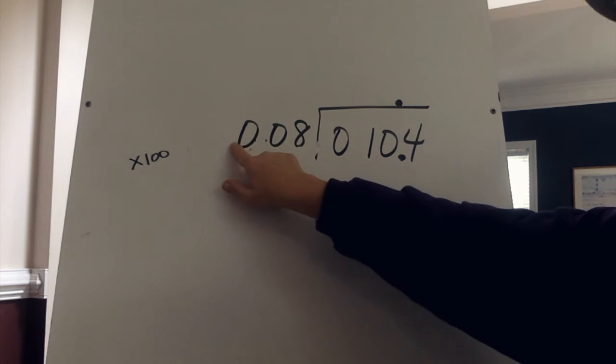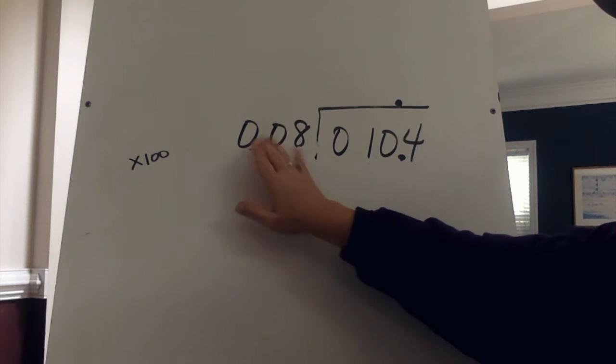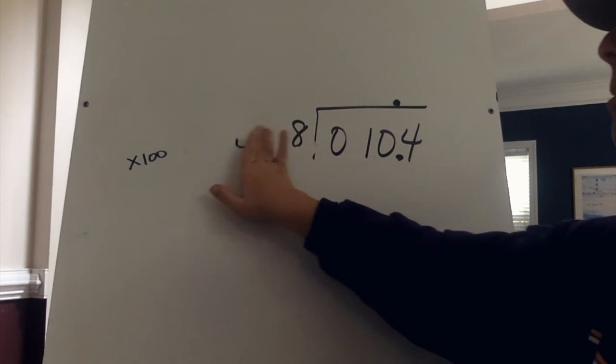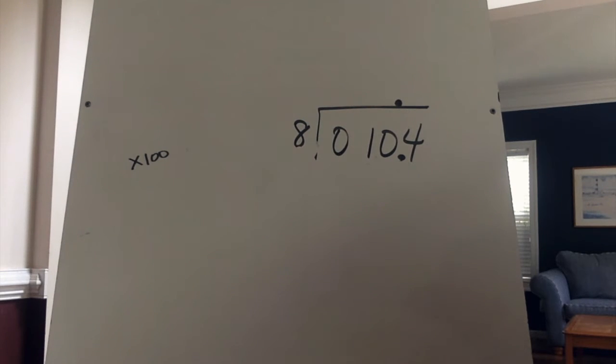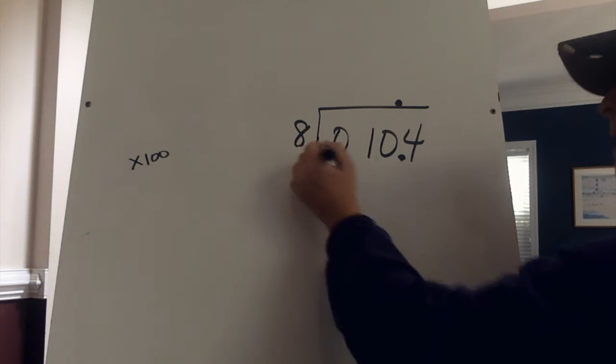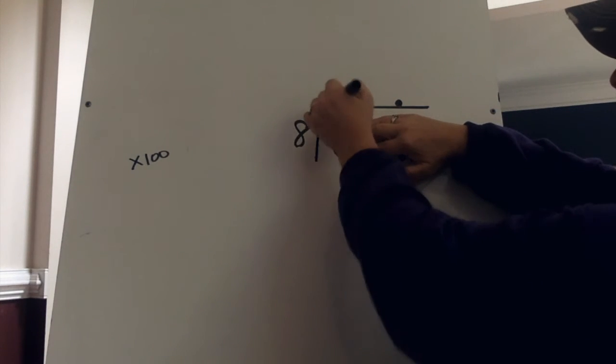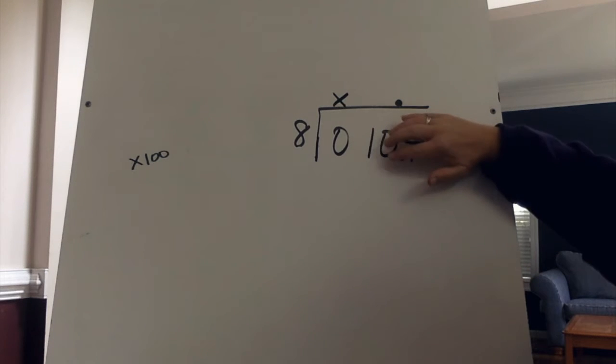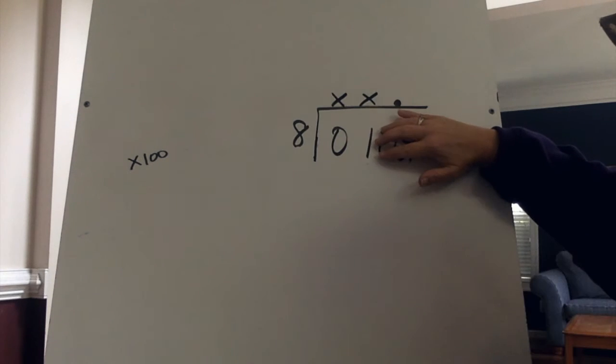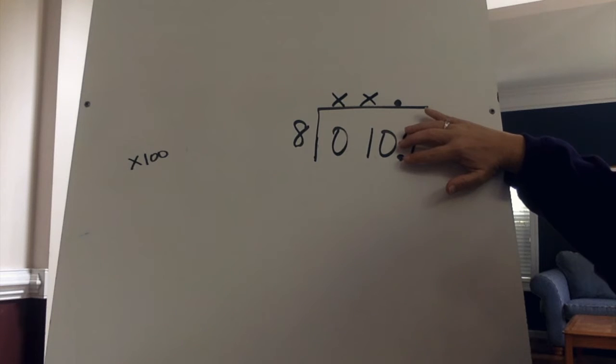No, only if there was a decimal would they be a placeholder, but here they don't have any value. So I'm going to erase those as well. Now it's just a single digit division problem. Right? How many 8s go into 0? None. How many 8s go into 1? None. How many 8s go into 10?